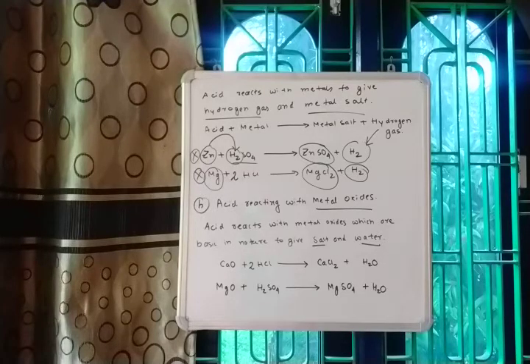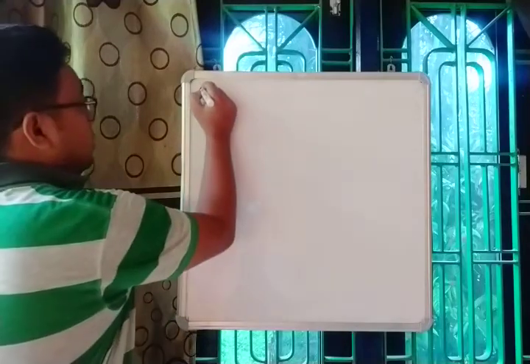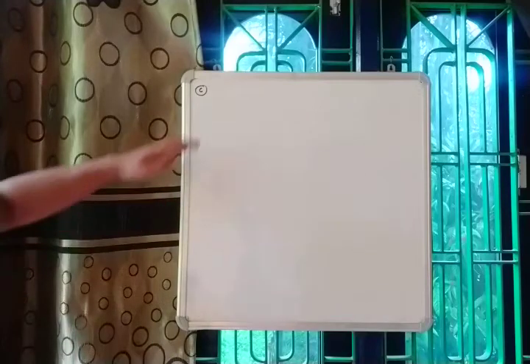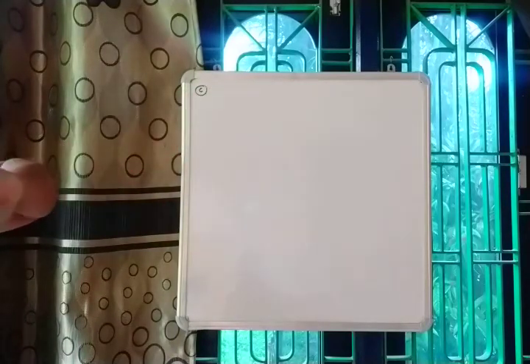First one was when acid reacts with metal. Second one is when acid reacts with metal oxides. And now we will learn about the third type of reaction, that is acid reacting with metal carbonates. While writing the third type of reaction for acids, we have to keep in mind that in the third category, that is in this point C, we will show the reaction of acid with both metal carbonates and metal hydrogen carbonates. Okay, carbonates and hydrogen carbonate or bicarbonate.